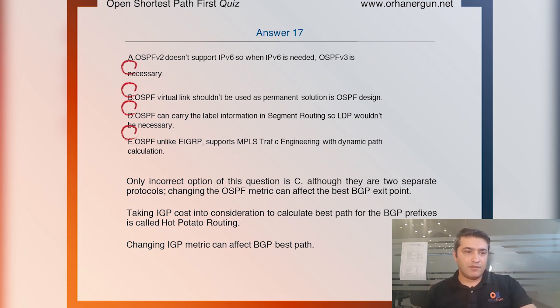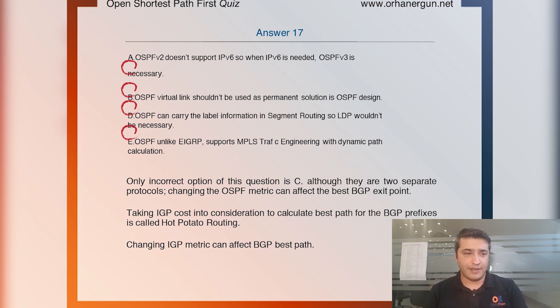Option D: OSPF can carry label information in segment routing, so LDP wouldn't be necessary. That's true. In segment routing, the SID, segment identifier, or MPLS label if we are using the MPLS data plane, is carried within the opaque LSA in OSPF. So we don't need LDP in that case. When we have segment routing, for the transport label switched path, which means the reachability or tunnel between the PE devices, we don't need LDP and we don't need RSVP. So option D is right as well.